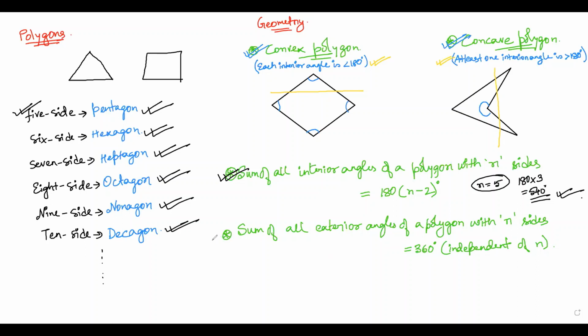Also, the sum of all exterior angles of a polygon with n sides is given by 360 degrees. That is, the sum of all exterior angles of a polygon is independent of n, that is the number of sides. So, the sum of all exterior angles of a pentagon, hexagon, heptagon, octagon, and so on is always 360 degrees.